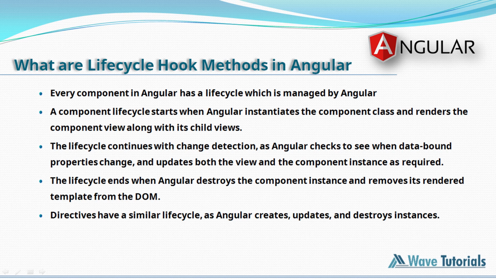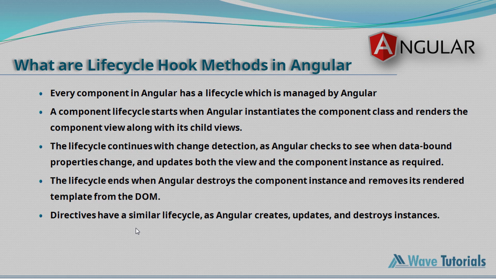So first of all, let's see what lifecycle hook methods are. Every component in Angular has a lifecycle which is managed by Angular. A component lifecycle starts when Angular instantiates the component class and renders the component view along with its child views. The lifecycle continues with change detection, as Angular checks to see when data-bound properties change and updates both the view and the component instance as required. The lifecycle ends with Angular destroying the component instance and removing its rendered template from the DOM. Directives have a similar lifecycle as Angular creates, updates, and destroys instances.